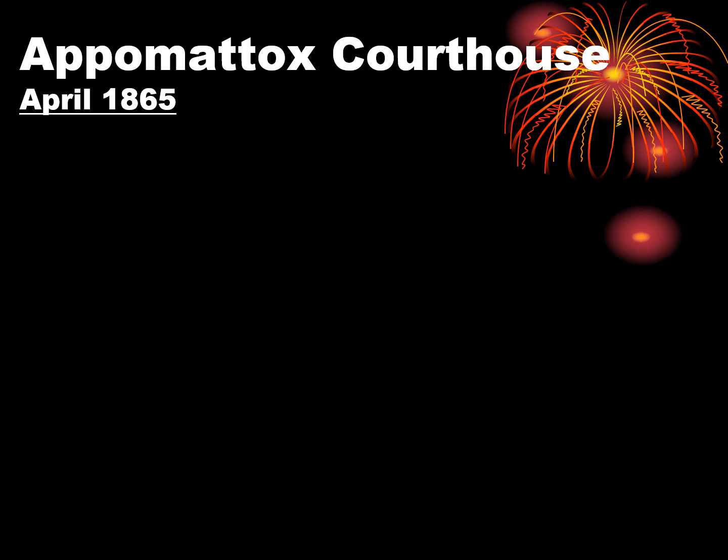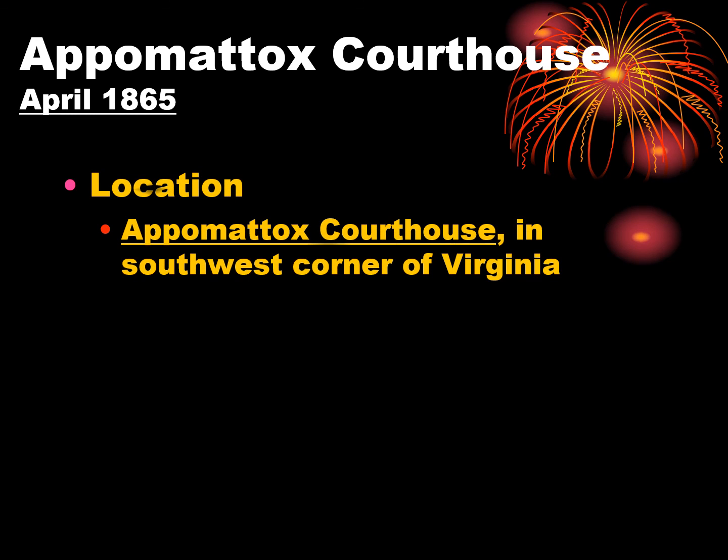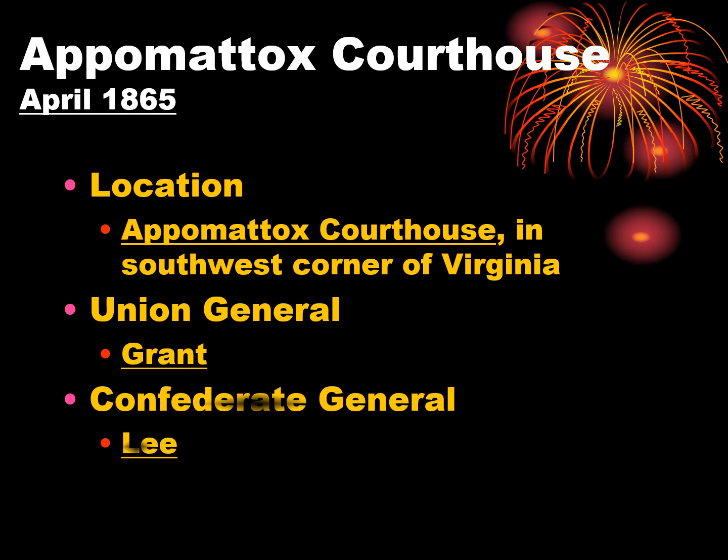All right, so the last one we're going to take a look at here is Appomattox Courthouse. This is in April of 1865. And the location, it is Appomattox Courthouse, Virginia. That is the town name, Appomattox Courthouse. And so what you had here is you had the Union General Ulysses S. Grant, Confederate General Robert E. Lee. And so they're there to battle, as it were.